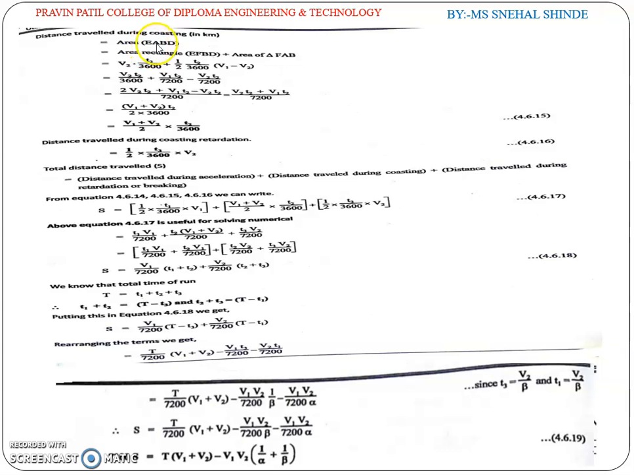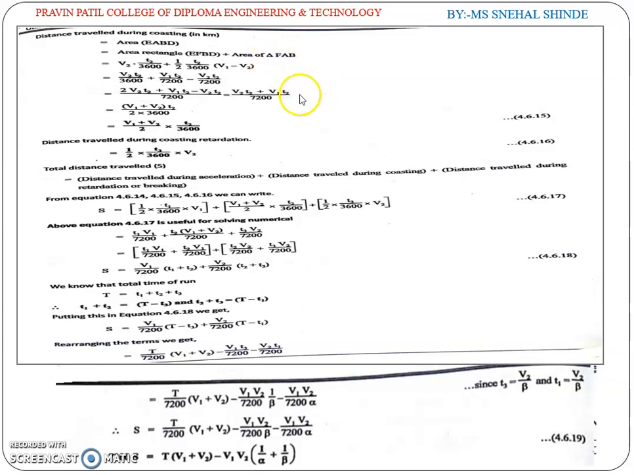So we have simply taken the area EABD, which resembles the area of rectangle EFBD plus the area of triangle FAB. We have used the rectangle formula, length into breadth, and for triangle FAB we have simply put the formula half base into height. Then we substituted the values, simplified it, and we get V1 plus V2 divided by 2 into T2. We have kept this term as it is, and separated these two terms.